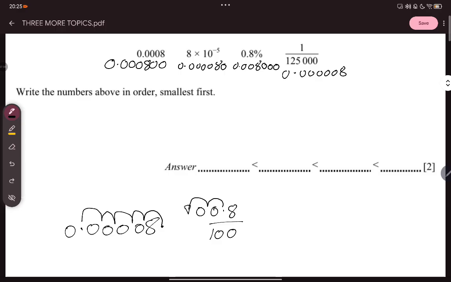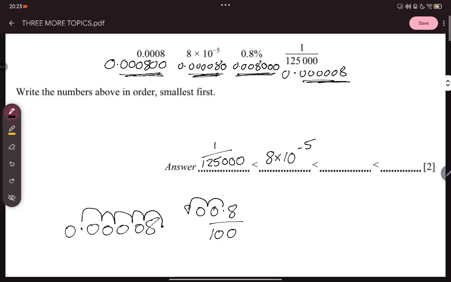And really what I've got here, because I have the same number of digits after the decimal point on each one, I can compare them. So that's just like an 8. That one would be an 80. That's an 800. And that's an 8,000. So the smallest one would be the 8, so 1 over 125,000. Then the next one is the 80, which is 8 times 10 to the power negative 5.